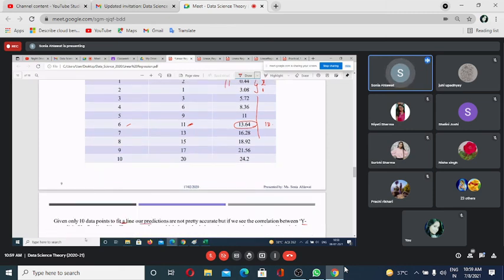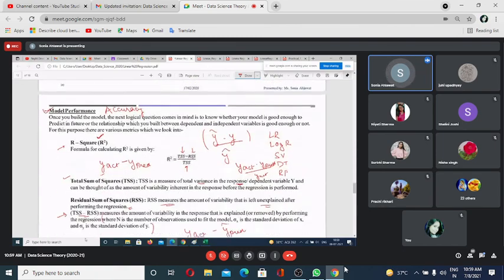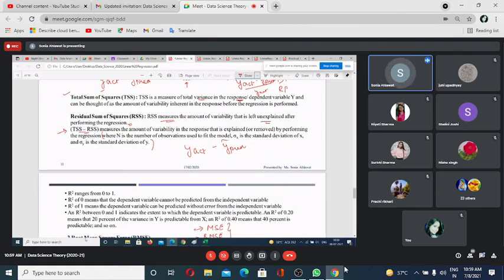So it is basically the variation between the two values. This is the amount of variability in the response that is explained by performing the regression. That means the actual one was already existing. By performing the regression, the variation between these two values for the same value of the independent variable is what is given by TSS minus RSS. Is it clear to everyone? Is it clear to everyone, class?